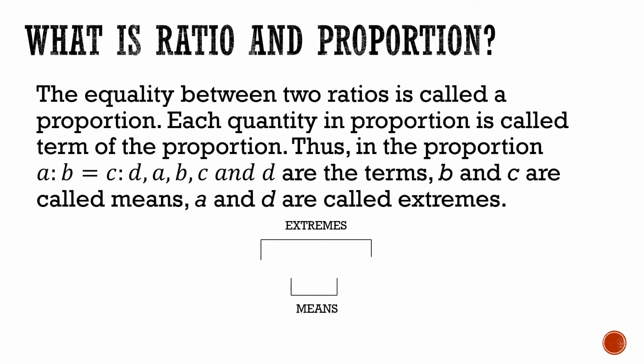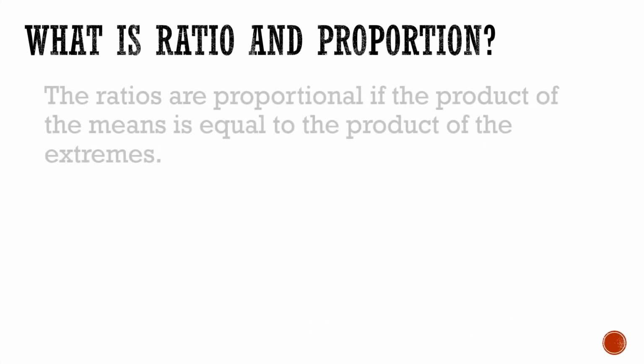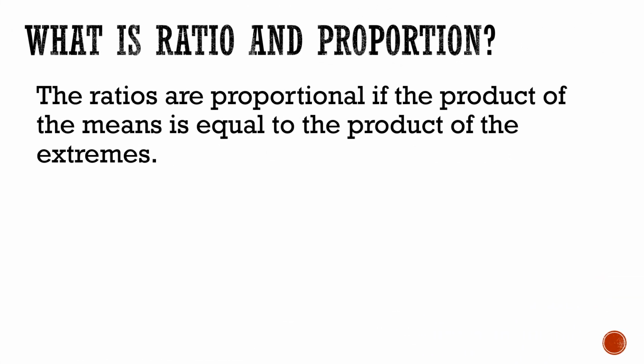The equality between two ratios is called a proportion. Each quantity in a proportion is called a term of the proportion. Thus, in the proportion A is to B equal to C is to D, A, B, C, and D are the terms, B and C are what we call the means, and A and D are what we call the extremes. The ratios are proportional if the product of the means is equal to the product of the extremes.